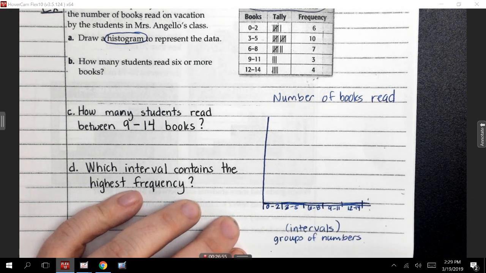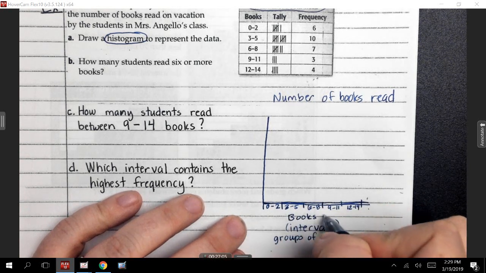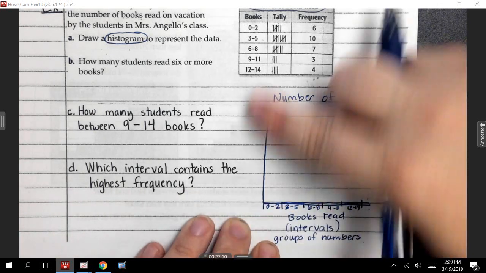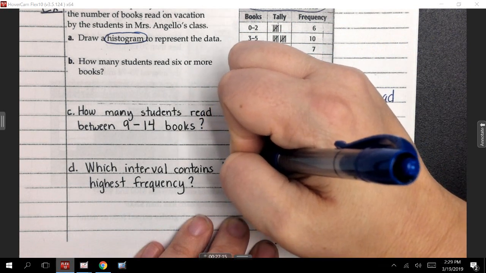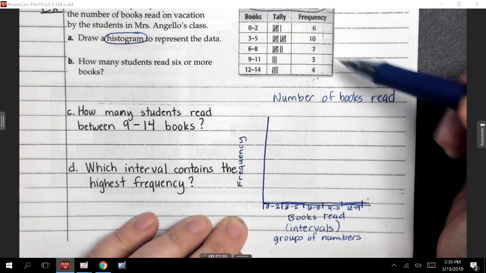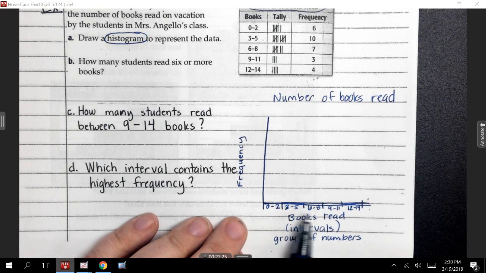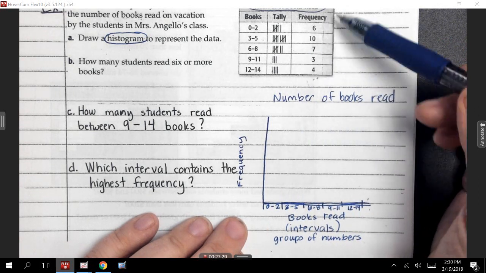All right. What are all those groups of numbers? What are all of those intervals talking about? Books. So these are the books that they read. The side going up and down, when we're talking about a histogram, this is always the frequency. So how many times did it happen? Now if I look at my frequency, do y'all see how those are just individual numbers? So can I label that like I labeled the bottom? No. So when I label my frequency, I'm just going to do individual numbers.